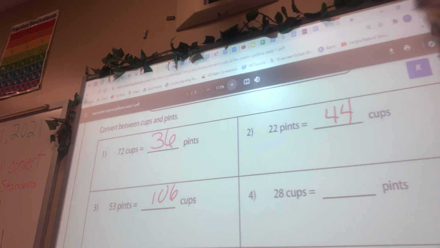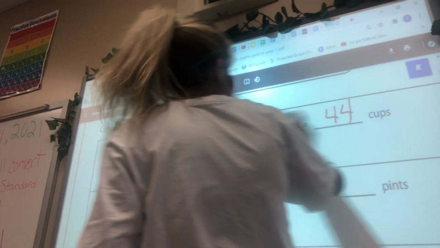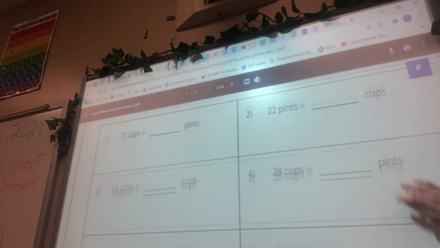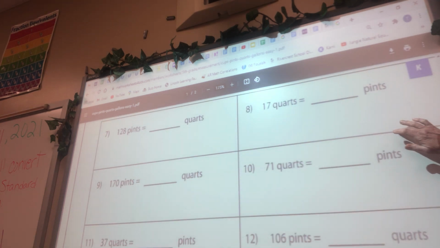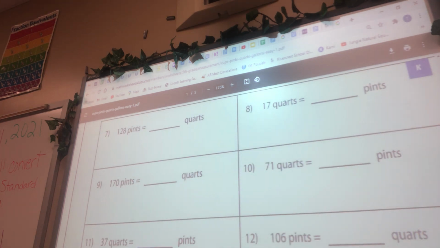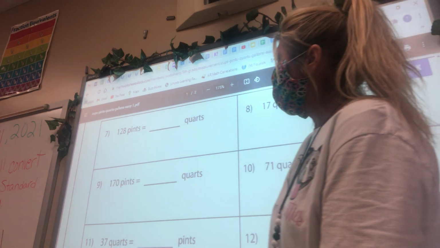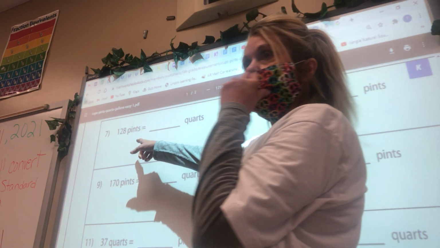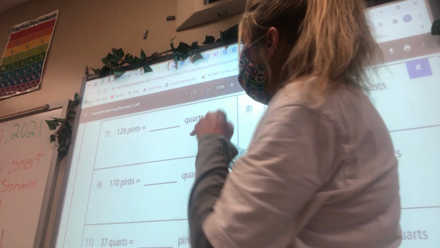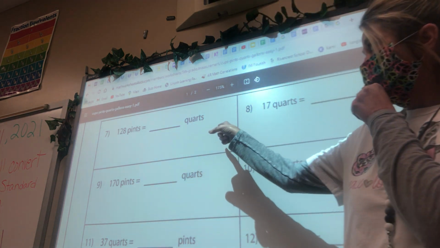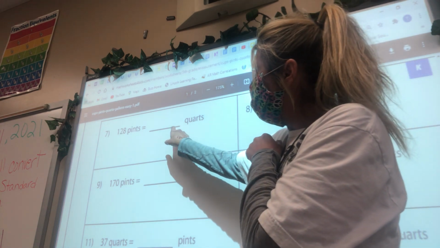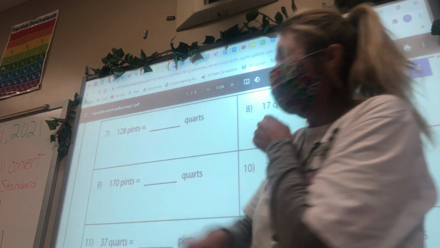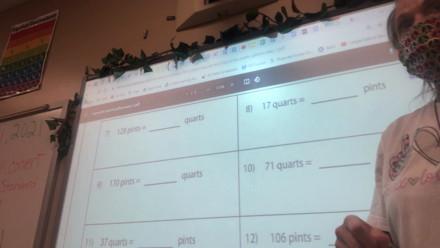Now, let's move to a little bit harder, because I think y'all got that for a moment. Was the rest of the sheet big numbers? So now we're working with the Qs, the quarts. So if I have 128 pints, and I'm trying to see how many quarts that would be, is this going to be a higher or a lower number than 128? Lower. Stop and think about it a minute.